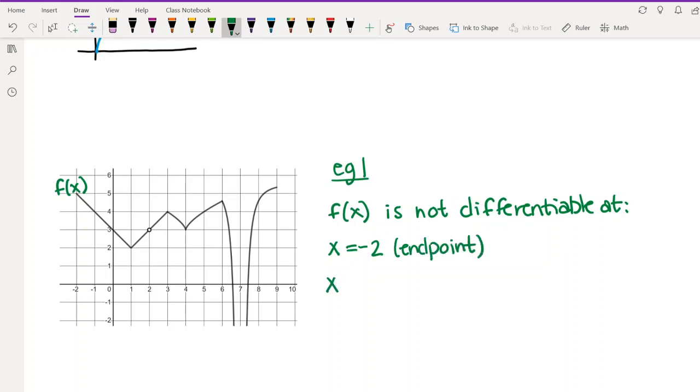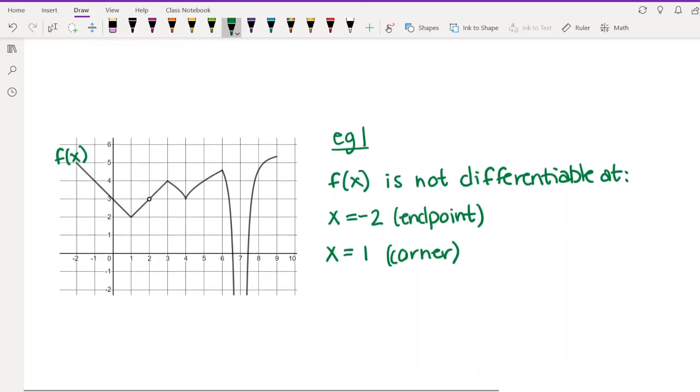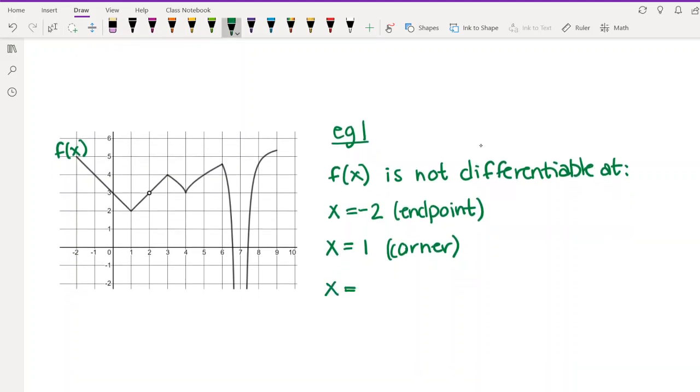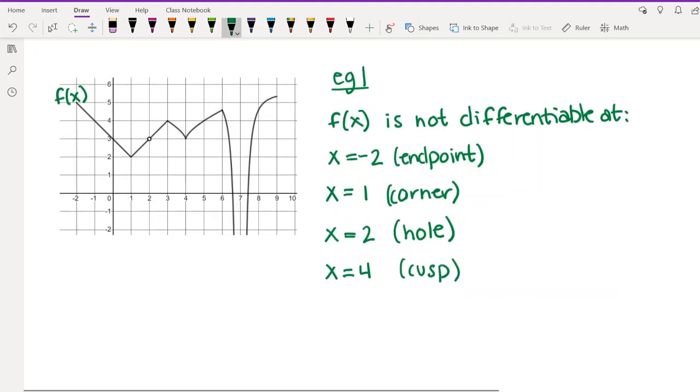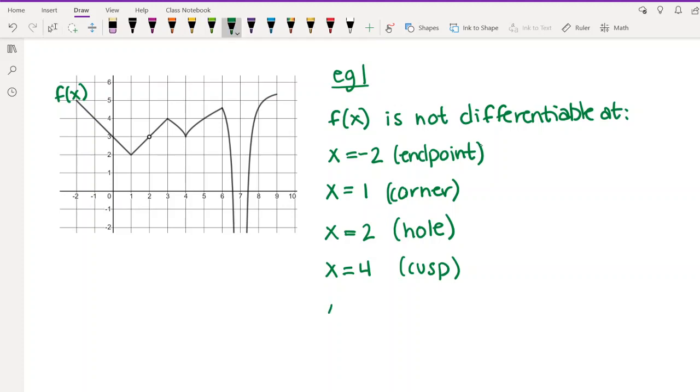It's not differentiable at x equals 1 because that's a corner. So it's like a sharp corner. There's no derivative there. It's not differentiable at x equals 2 because there's a hole. It's not differentiable at x equals 4 because there is a cusp, right? That looks more like that shape from that earlier one. And then you have another cusp shape at x equals 6.